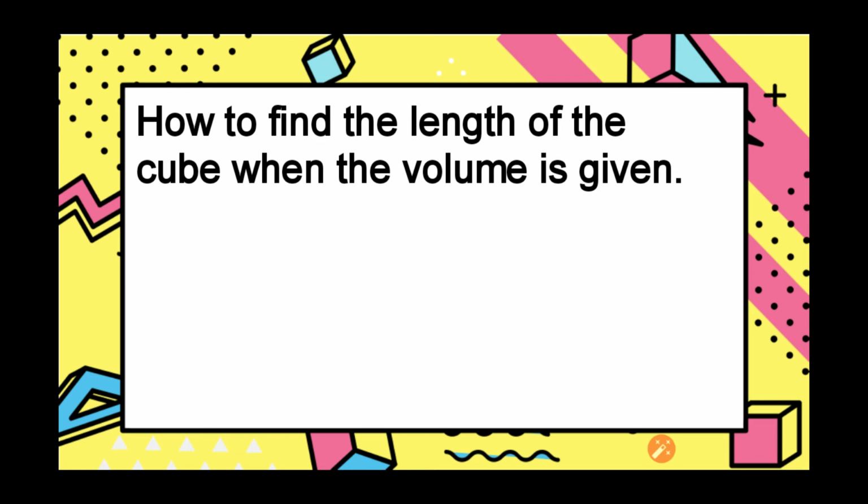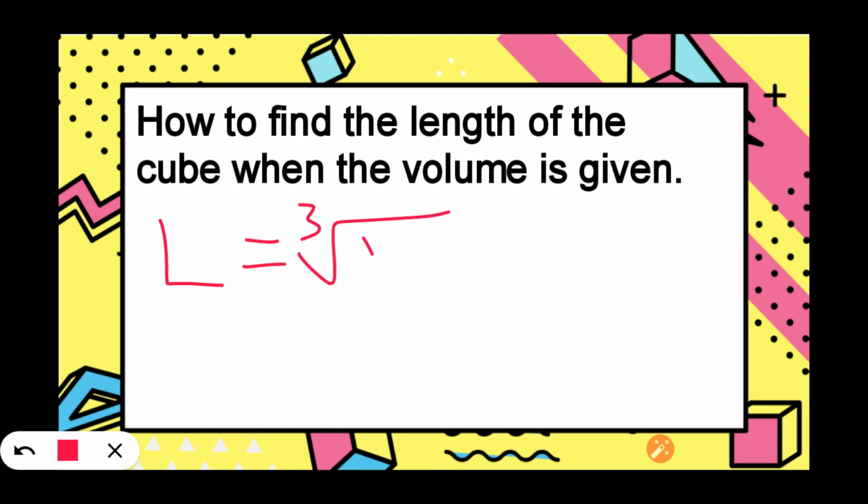The next thing we're going to look at will be how to find the length of the cube when given the volume. How do we find the length of a cube when given the volume? The formula to use for this is going to be L. L stands for length. You do not know the length. L will be equal to the cube root of the volume. Meaning, if you are asked to find the length of a cube, you are given the volume.